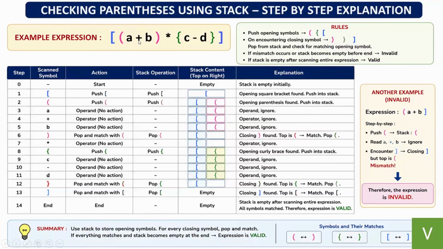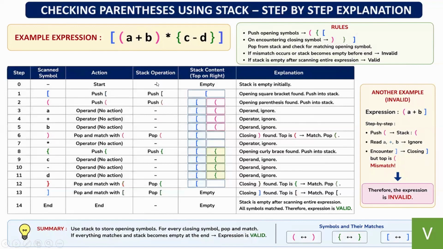Now look at the fourth character. Since it is an operator, no action needs to be performed. So at the fifth iteration, it is also an operand, so no operation should be performed. Now at the sixth iteration, we can observe that it is a closing brace.